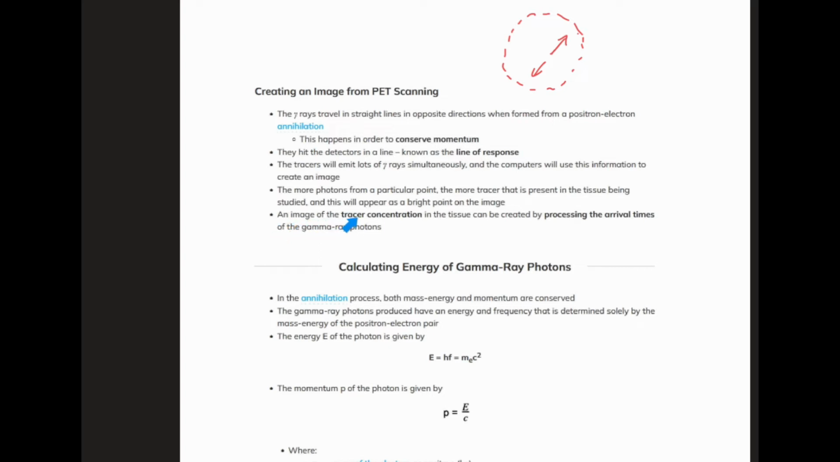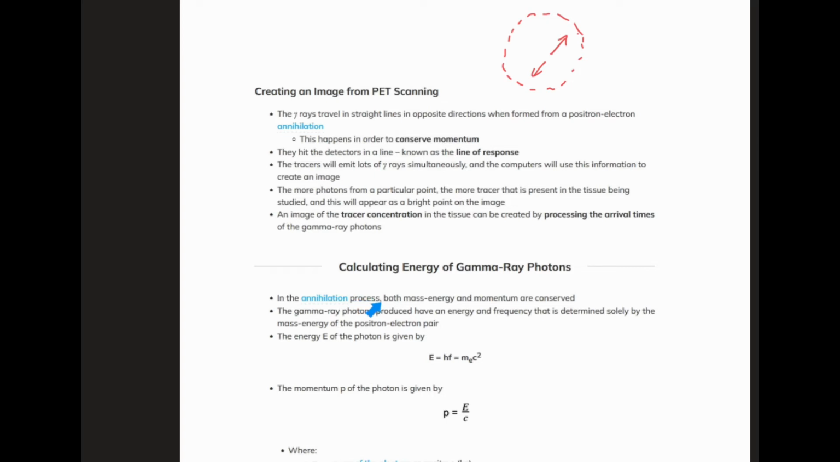An image of the tracer concentration in the tissue can be created by processing the arrival times of the gamma ray photons. Okay, so this is how they create the image. Now we look at the calculation part. Calculating the energy of gamma ray photons.